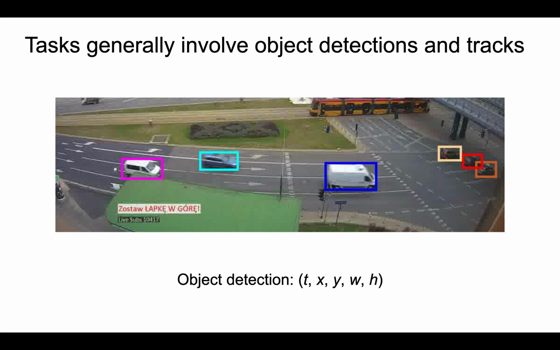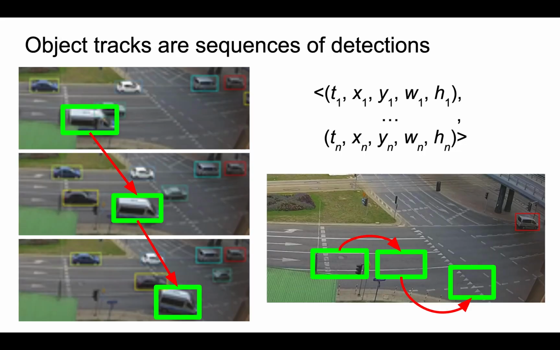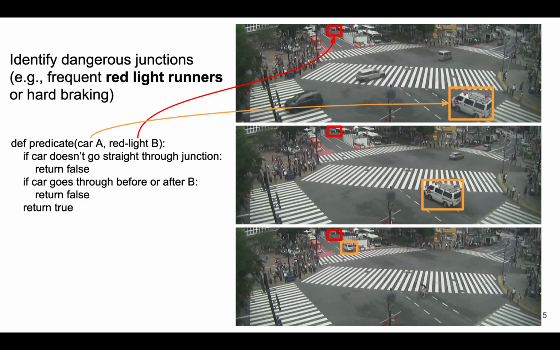Now, many video analytics tasks involve object detection and tracking. And object detection is just the prediction of the bounding box position of an object in one frame of video. So for example, here are a bunch of detections of cars shown by the colored bounding boxes. And tracks are just sequences of detections, the position of an object over the segment of video in which it's visible. And here are two different representations of the track of the same van. And yeah, many video analytics tasks involve detection and tracking.